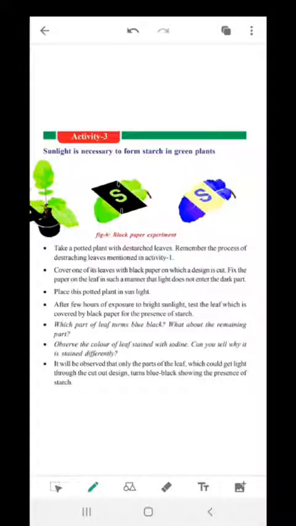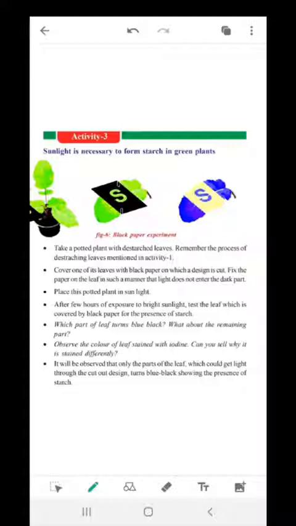The part which is clearly exposed to sunlight will turn blue-black. That means through the slit, any letter shape which we made, the light will enter the leaf and starch preparation will be there. So it turns into blue-black color. What about the remaining part? It doesn't show any color change when it is tested with iodine. Observe the leaf stained with iodine. Can you tell why it stained differently? It stained differently because of the presence of starch.